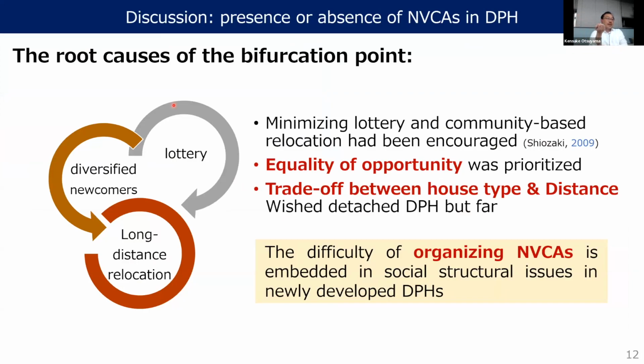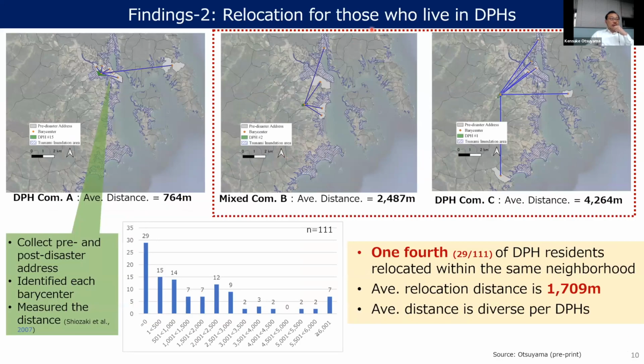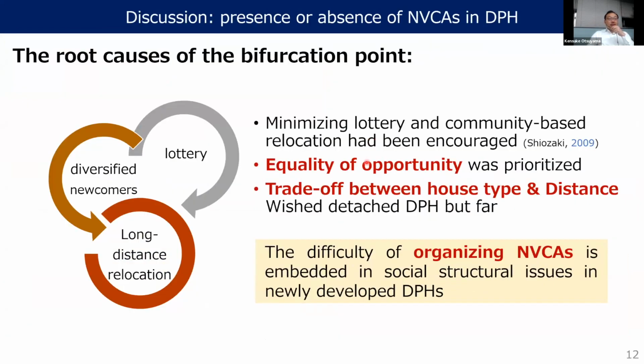One of the discussion points is that the root cause of the bifurcation point is the lottery. The past literature pointed out that a lottery is used to select residents, because if a person wants to relocate to disaster public housing, they cannot select by themselves. The national government tries to use equality of opportunity. So there is a trade-off between house type and distance. One of the conclusions is that the difficulty of organizing a neighborhood voluntary association is embedded in social structure.